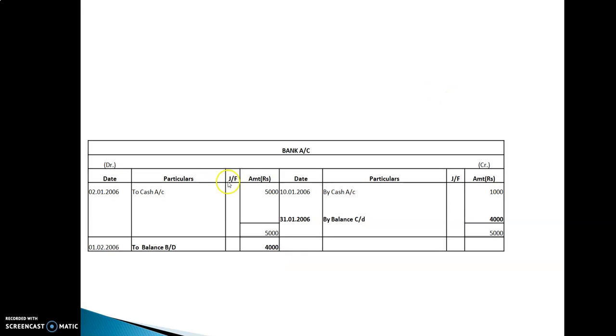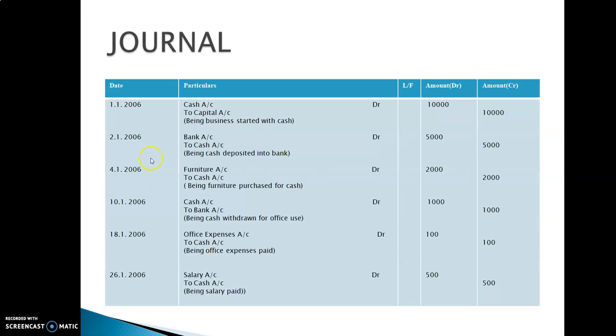Same way, the bank account. Here we have to see in which journal entries bank account is there. Here bank is on the 2nd, that is 2nd January. Then bank is on the 4th entry, that is 10th January 2006. So we're preparing the bank account, so we cannot write bank inside again. So we have to consider only these 2 transactions, that is 2nd January and the 10th January.